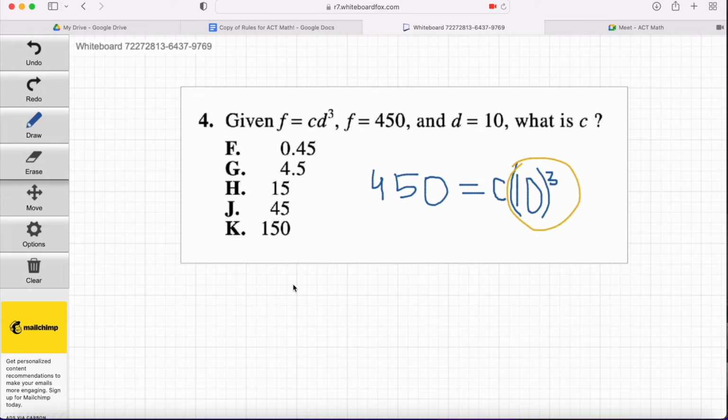But what's 10 to the power of 3? 300. Or wait. No. That's not right. Good catch. That would be 1,000. Punch it into the calculator. What did you get? I got 1,000. 1,000, absolutely. So we could rewrite this: 450 equals C times 1,000.